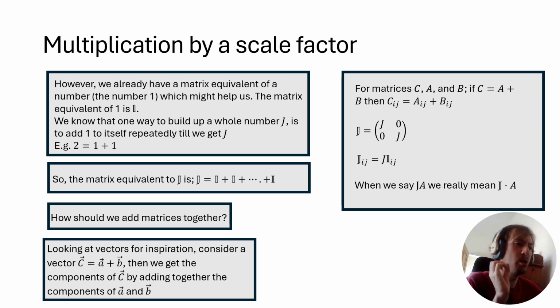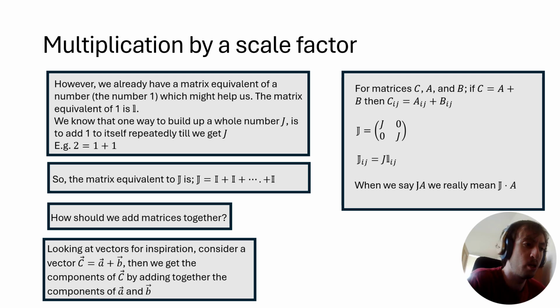It's worth saying often people are fairly relaxed with notation and they'll write something like J times A, even where their J is a number. What they really mean is the matrix equivalent of J multiplied by A by a matrix multiplication. So this has been how we get the matrix version of J, where J is a whole number.